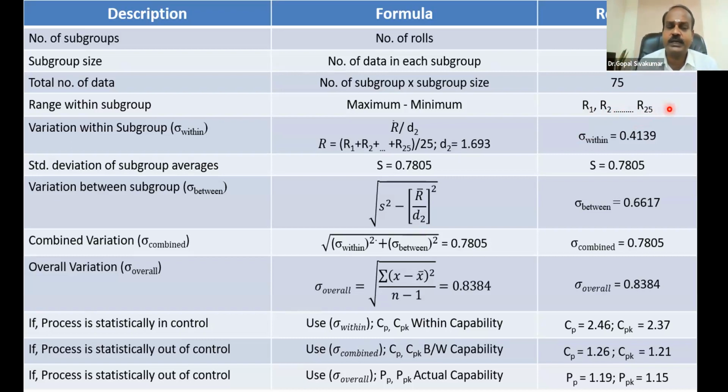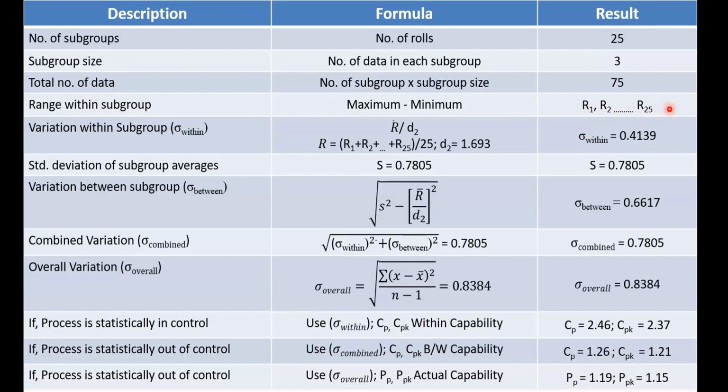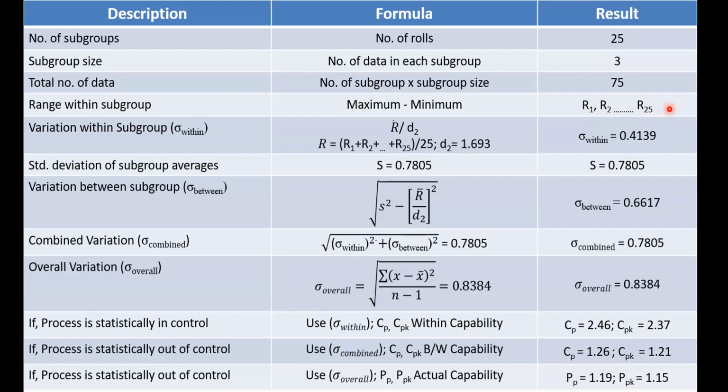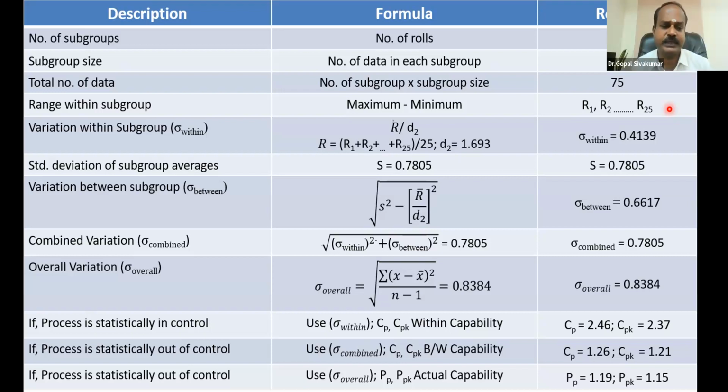What is the connection between variance and standard deviation mathematically? Variance is the square of standard deviation. Yes, very good understanding. When I square the standard deviation, I get variance. This is the mathematical relationship between variance and standard deviation.